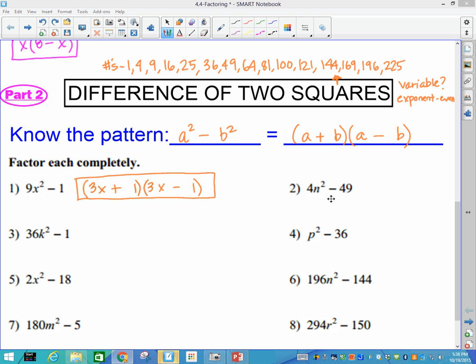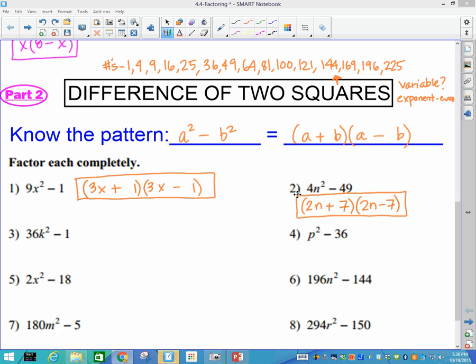Look at number 2. Okay? That's a perfect square. That's a perfect square. There's nothing in common with those two. The square root of 4 is 2. N squared is n, so I have 2n and 7, 2n and 7. One is a plus and one is a minus. So I hope you're beginning to see that if you recognize this pattern, then it makes your life easier.